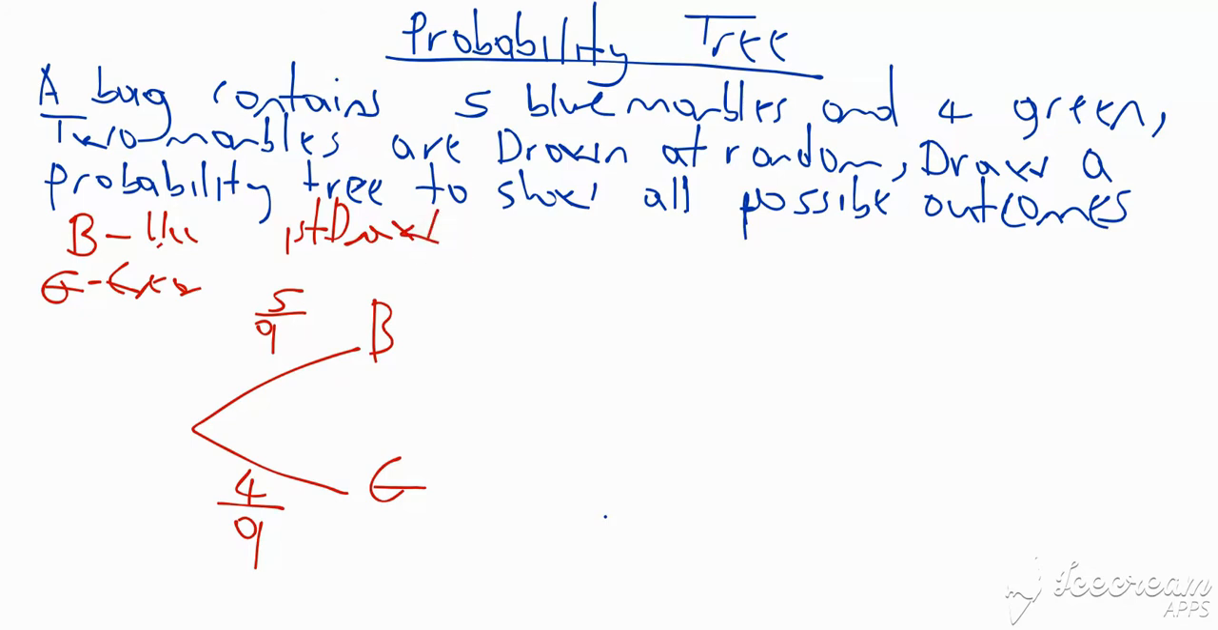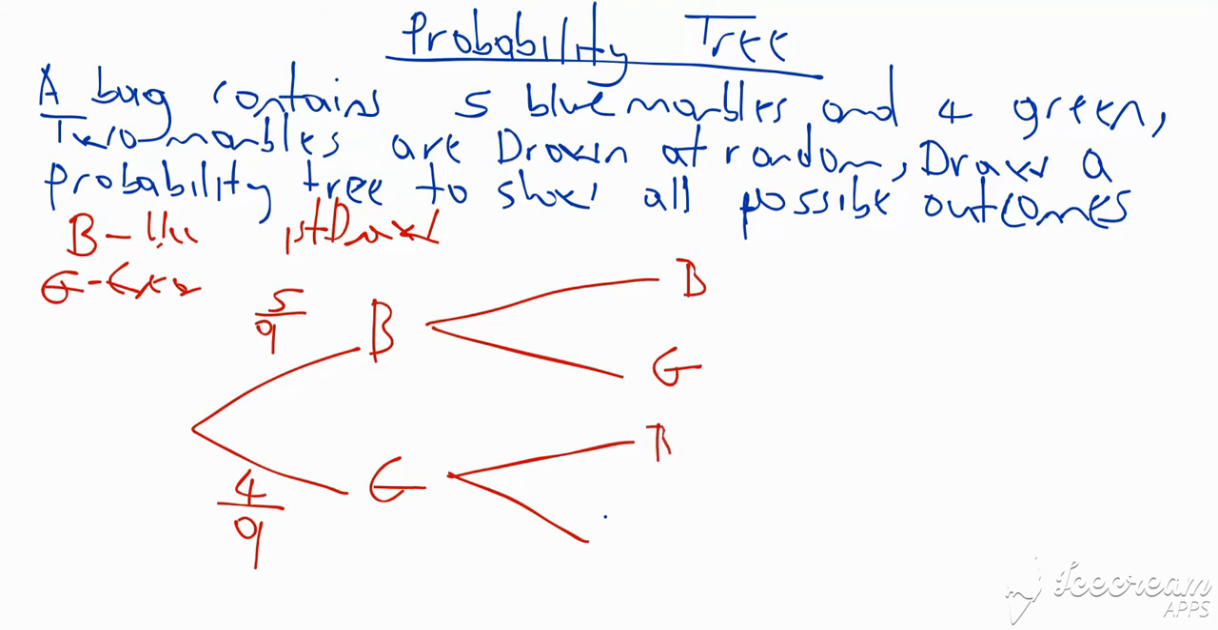Now, when I'm going to make my second draw, if my first marble was blue, on my second draw, I could get blue again, or I could get green. But if my first marble was green, on my second draw, I could get also blue again, or I could get green.